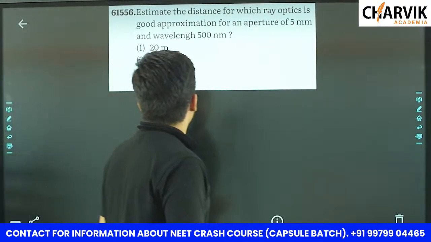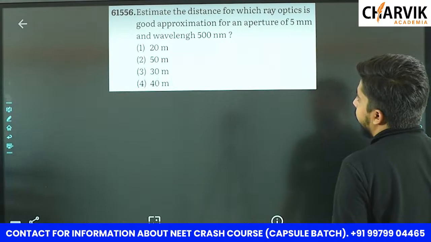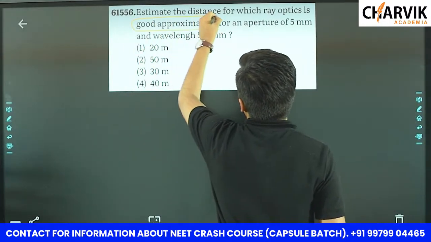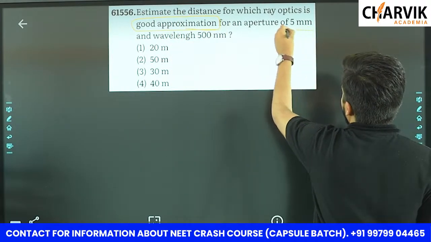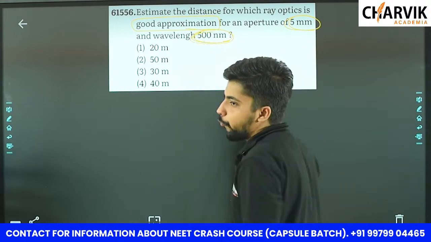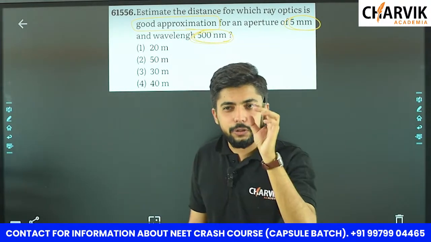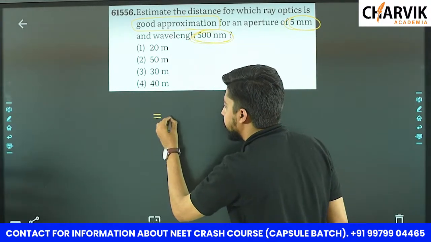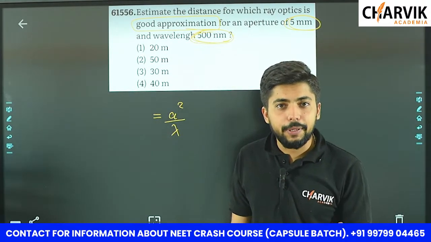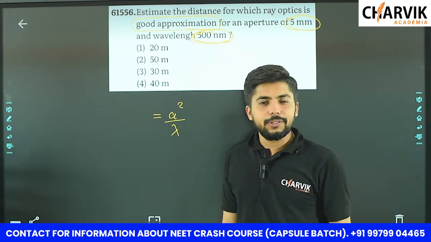Next question. Estimate the distance for which ray optics is a good approximation. We have entered the Fresnel regime, for an aperture of 5 millimeter and a wavelength of 500 nanometer. For the good approximation, we have a very short formula: the distance is equals to a square divided by lambda, where a is the aperture and lambda is the wavelength.